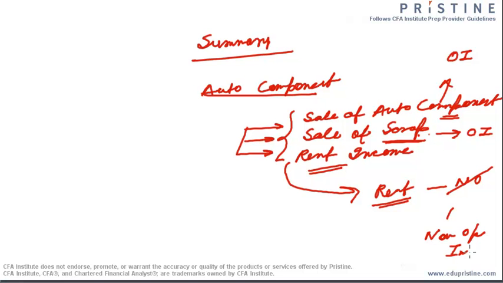So this is the way we define an operating income and a non-operating income. This is very critical, because whenever we do valuation, we assume operating income to be recurring in nature, while non-operating income is generally non-recurring in nature. So it's very important for an analyst to be very clear about operating income and non-operating income.